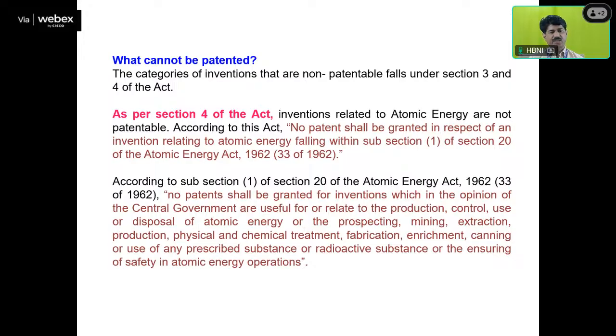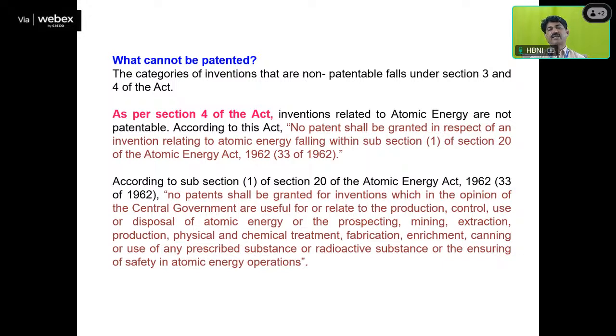So according to subsection 1 of section 20 of the Atomic Energy Act, 1962, no patent shall be granted for inventions which, in the opinion of the Central Government, are useful for or relate to the production, control, use or disposal of atomic energy, or the prospecting, mining, extraction, production, physical or chemical treatment, fabrication, enrichment, canning or use of any prescribed substance or radioactive substance, or the ensuring of safety of atomic energy operations.